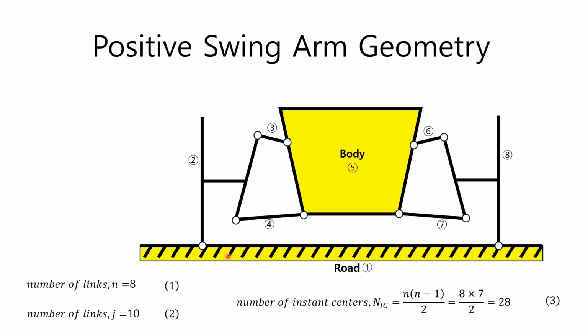As we saw in the previous video, the total number of links for a double A-arm suspension is 8, and the total number of joints is 10. Therefore, there are a total of 28 instant centers. Fortunately, we don't need to find all of these instant centers. The instant centers we need to find are two swing centers and the instant center of the body 5 with respect to the road 1, which is the roll center we've been using.